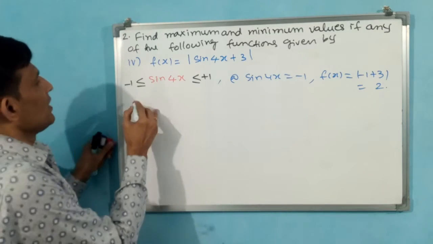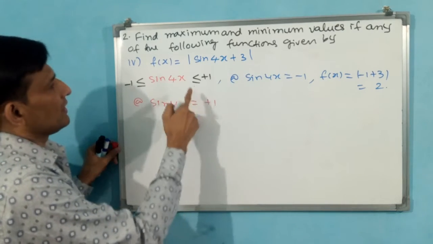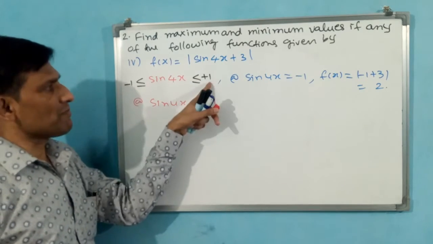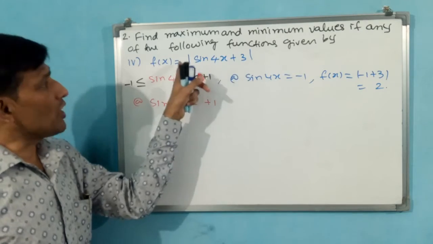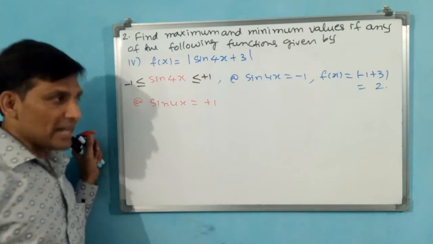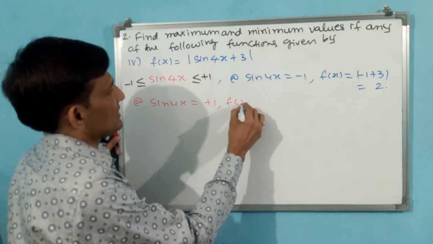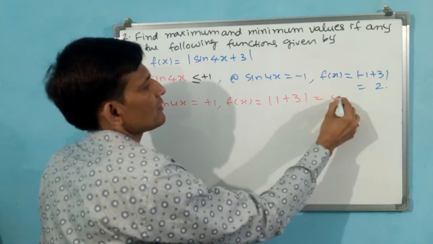Okay, write down. At sin 4x equal to +1. Why? Because they are asking for minimum and maximum. Minimum is -1, maximum is +1 for sin 4x only, not the entire modulus thing. The entire modulus thing we are writing again. Then f of x is equal to 1 plus 3 modulus, that is equal to 4.